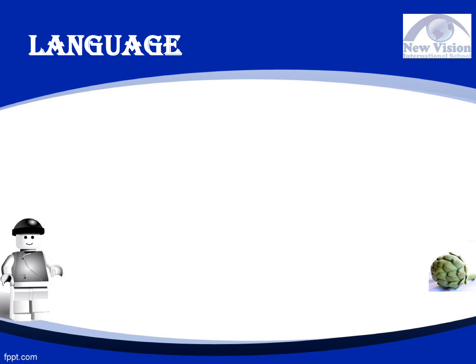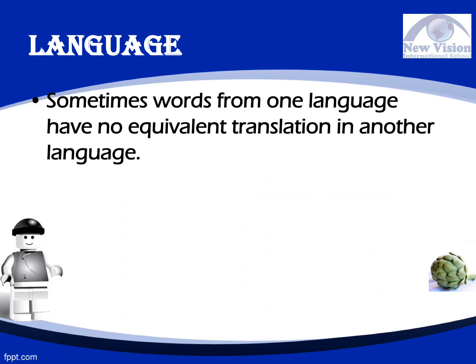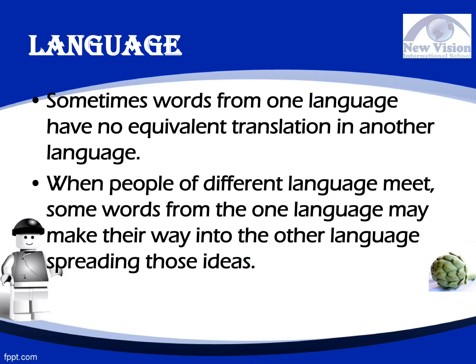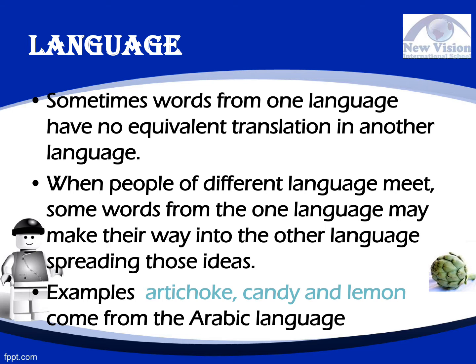Language. Sometimes words from one language have no equivalent translation in another language. When people of a different language meet, some words from the one language may make their way into the other language, spreading those ideas. Like artichoke, candy, and lemon, they come from the Arabic language. And this picture is for the artichoke vegetable.